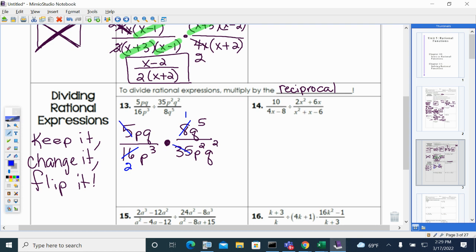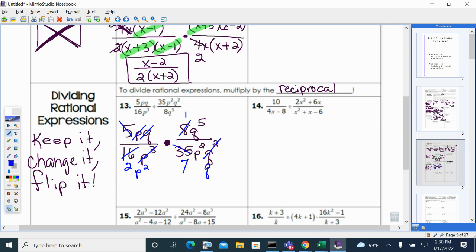5 and 35 are going to reduce. There's lots of P's and Q's that are going to go away here. So let's look in the first fraction. There's a P in the top that will reduce with one of those in the bottom, leaving me with a P squared. There is a Q here in the first one that will reduce with two of these here, leaving me with one in the bottom.